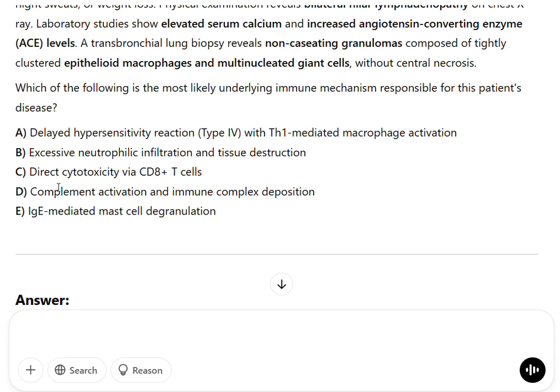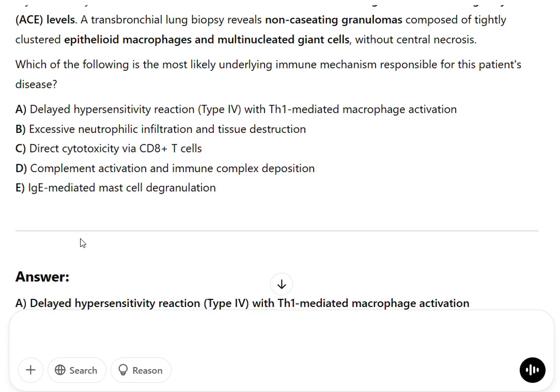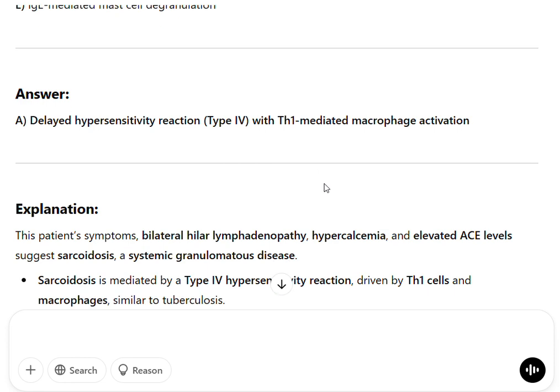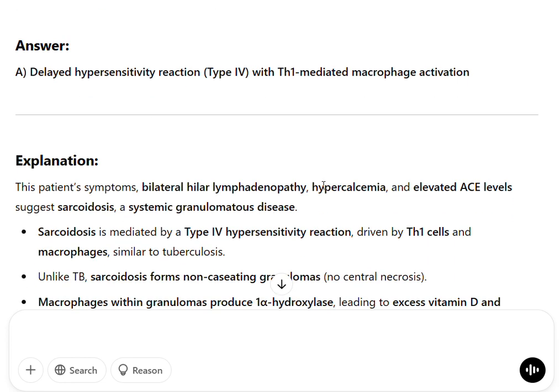The answer is A. Delayed hypersensitivity reaction, type 4, with Th1-mediated macrophage activation. Explanation: This patient's symptoms, bilateral hilar lymphadenopathy, hypercalcemia, and elevated ACE levels suggest sarcoidosis, a systemic granulomatous disease. Sarcoidosis is mediated by a type 4 hypersensitivity reaction driven by Th1 cells and macrophages, similar to tuberculosis.